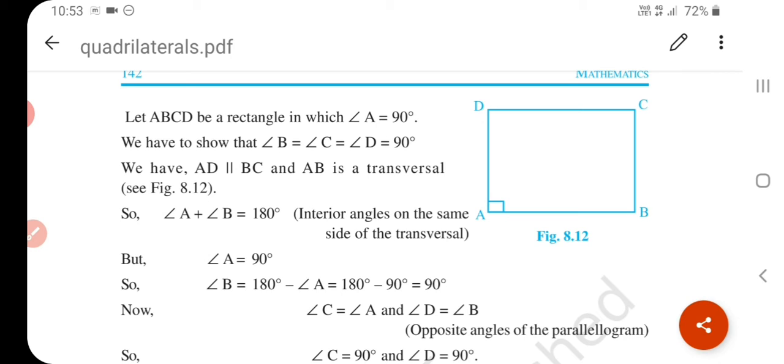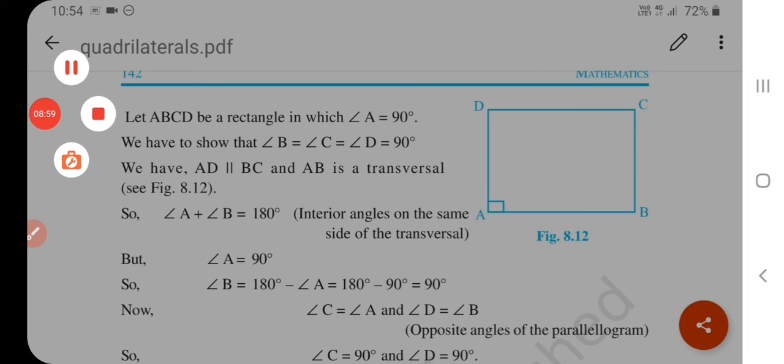Now, the converse of the midpoint theorem. What does the converse of the midpoint theorem say? The line drawn through the midpoint of one side of a triangle parallel to another side bisects the third side. Okay, I repeat, the line drawn through the midpoint of one side of a triangle parallel to another side bisects the third side. Okay, yesterday we have proved it. How to prove this theorem? Okay, now one more theorem I will tell you.